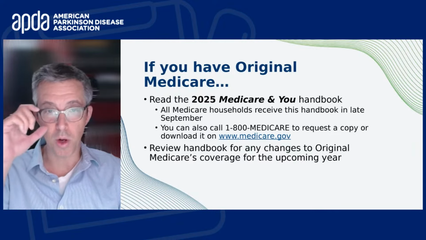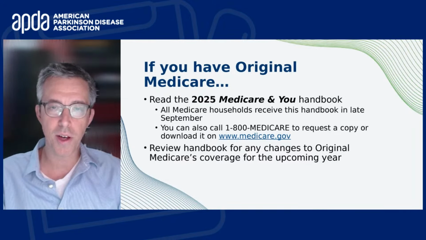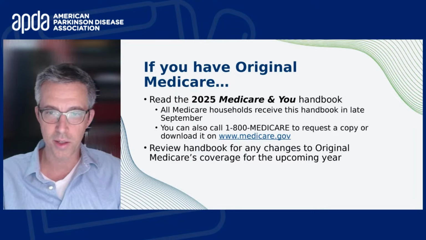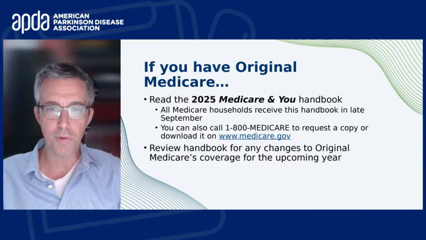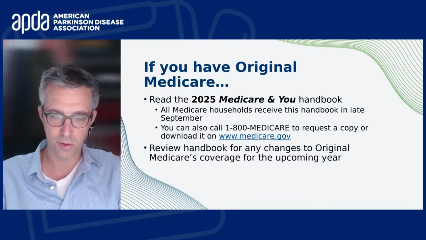If you have original Medicare, read the 2025 Medicare and You Handbook. All the Medicare households should receive this handbook in late September. You can also download it or call 1-800-MEDICARE to request a copy being sent to you. Review the handbook for any changes to original Medicare's coverage for the upcoming year.